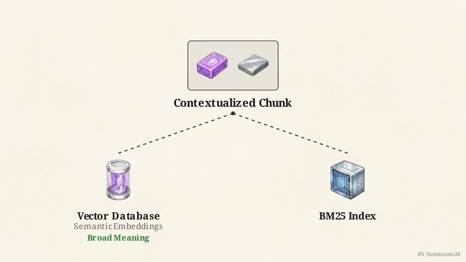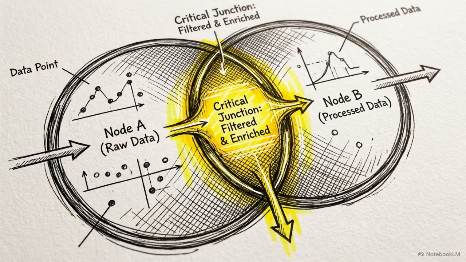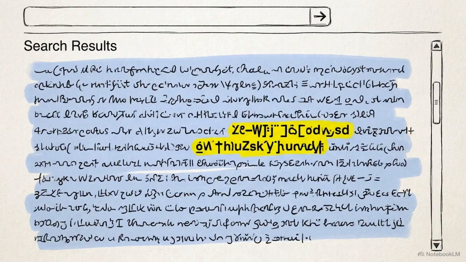At the same time, we send that exact same combined text into a parallel BM25 index. BM25 is a ranking function that relies on lexical matching to find precise words or phrase strings. Pairing contextually rich embeddings with a lexical index guarantees your system grasps both the general intent of a query and the exact technical terms inside it.